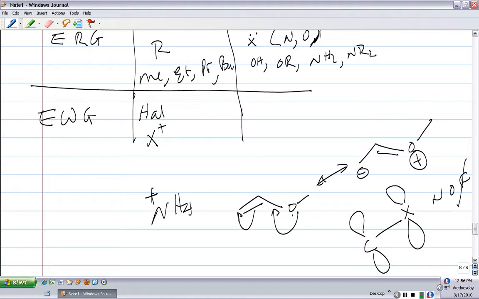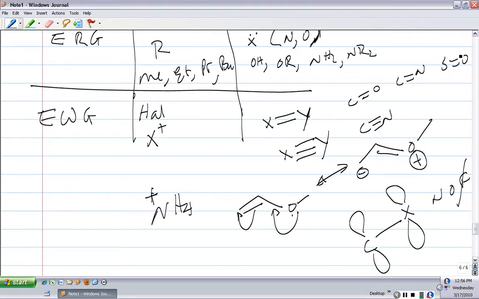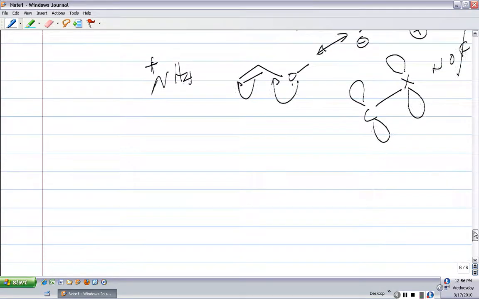I can be an EWG, electron withdrawing group, by resonance. And for that to work, I need to have X multiply bound, double or single, to Y, such that there is a difference of electronegativity between X and Y. So it couldn't be a carbon-carbon double bond or triple bond, but it could be a carbonyl, it could be iminyl, it could be nitrile, it could be sulfonyl, and so on and so on. So any one of these turns out to be an electron withdrawing group by resonance.